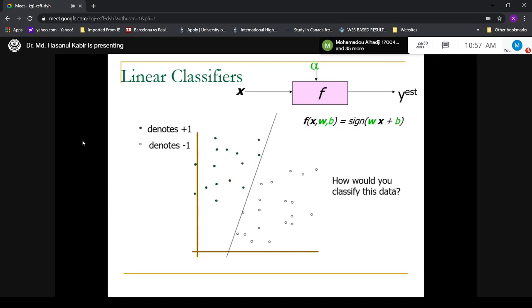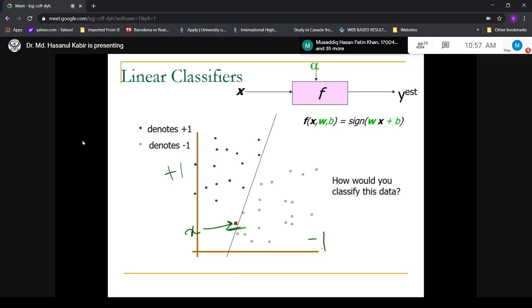Because all of them are valid. This one is valid, this one is valid. But the problem is, let's say I have this sample over here. If this X is the sample you want to classify, then which class will this sample be classified to? Positive class or negative class?